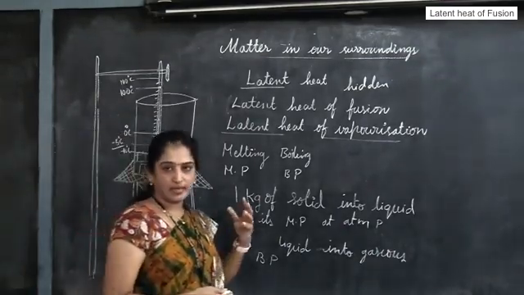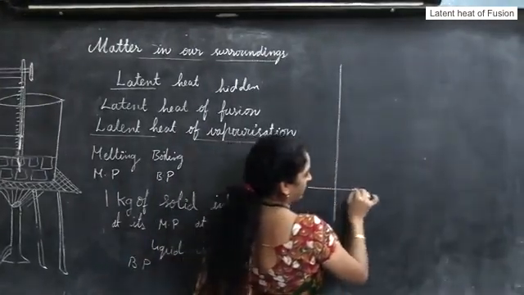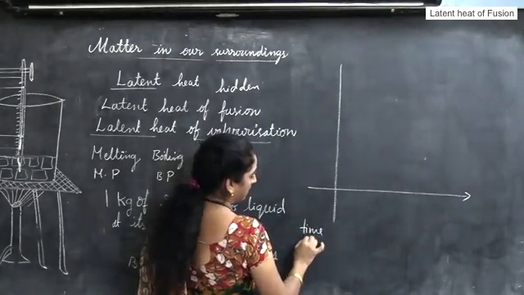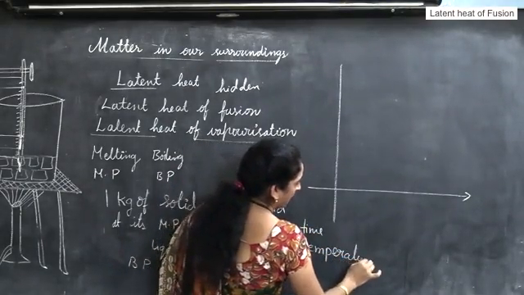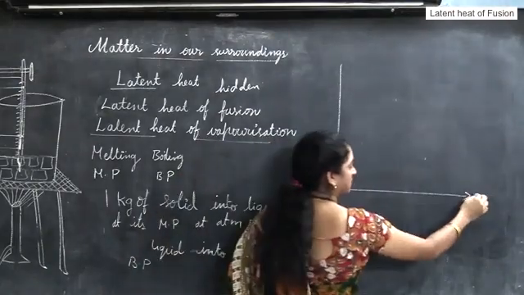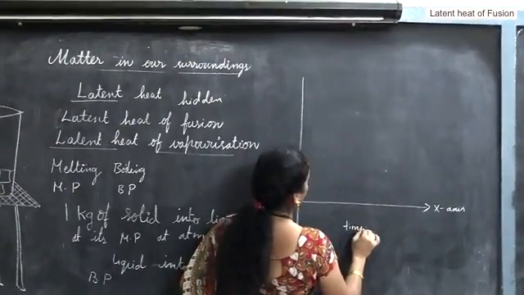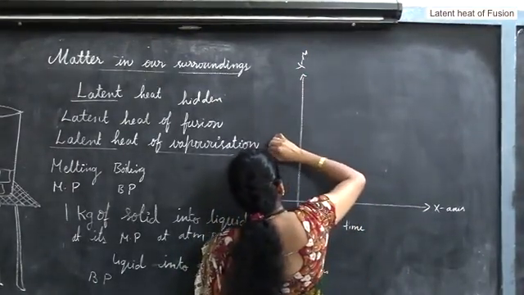Now let us draw a rough graph. I think you know how to draw a line graph. So now I am taking time and temperature. I am taking time on the x-axis and temperature on the y-axis.